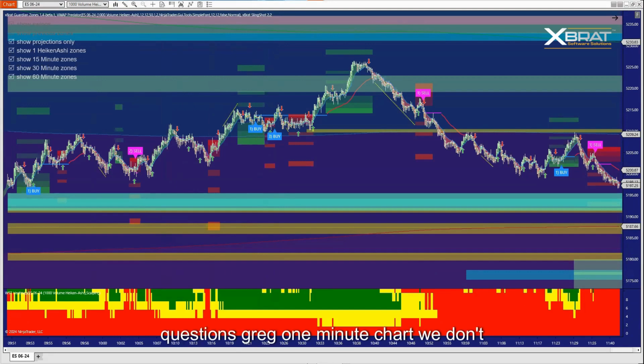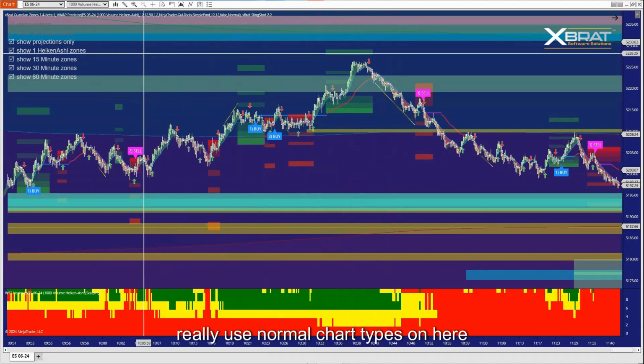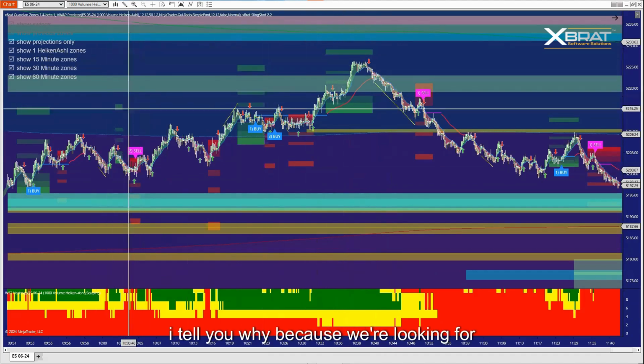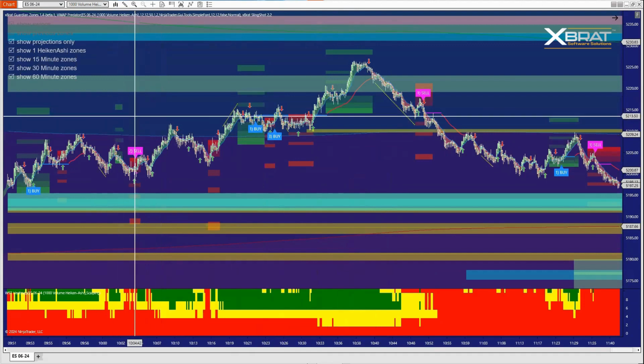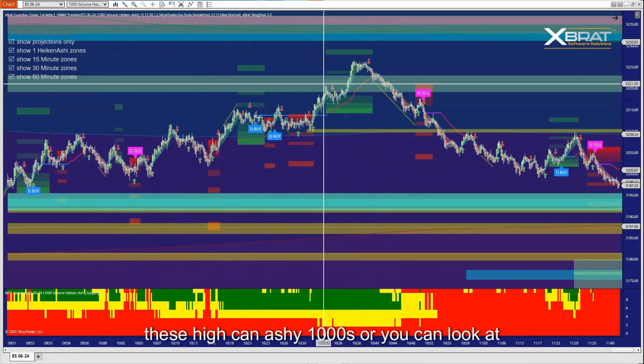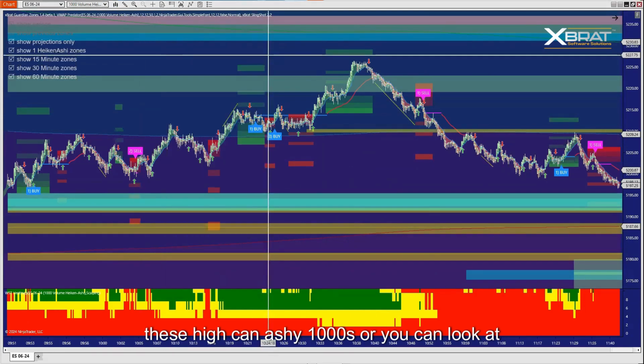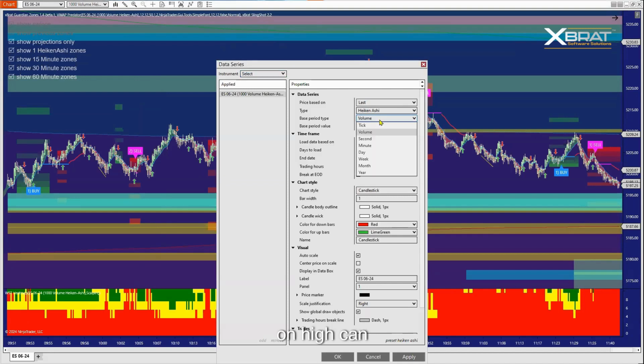Greg, 1 minute chart. We don't really use normal chart types on here. I'll tell you why, because we're looking for smooth price action. So these Heikin-Ashi 1000s, or you can look at Heikin-Ashi, probably tick 300, 5 days.